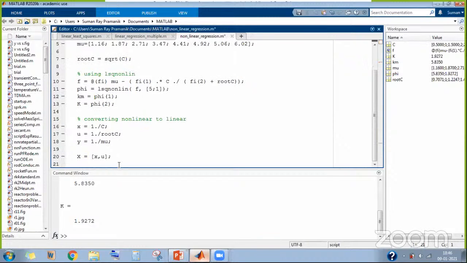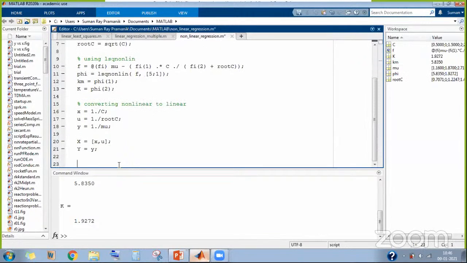And we can write capital Y as Y. And once again, we can find the answer using the equation that we had already done: inverse of x transpose into x, multiplied by x transpose into y. What can we call this? Let us call this ln phi.